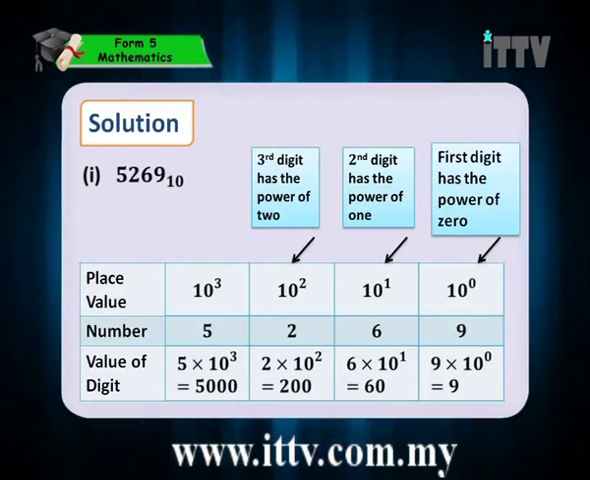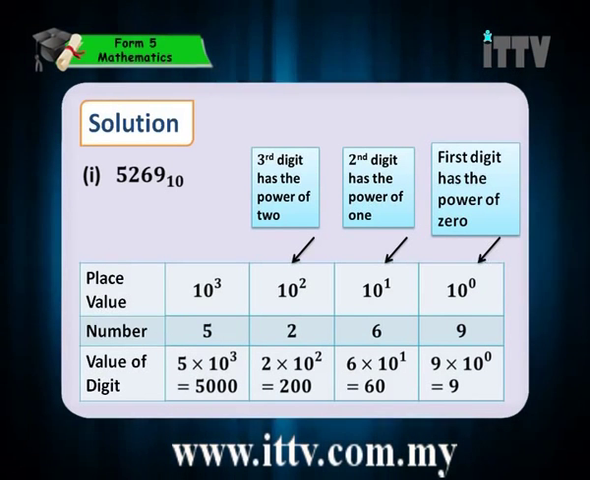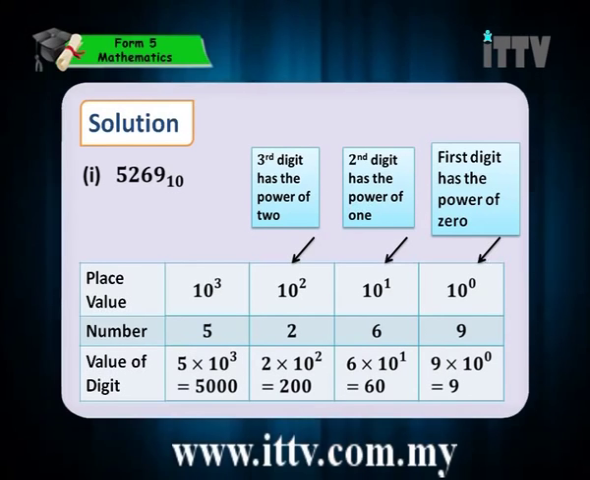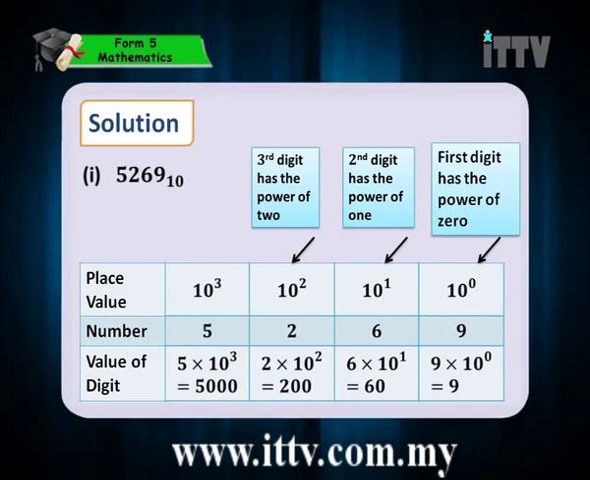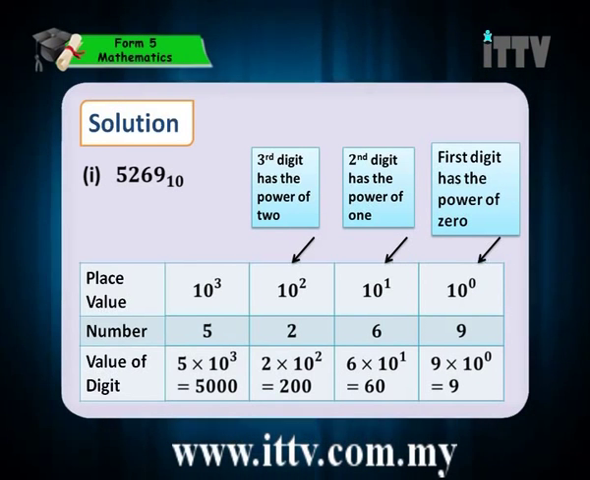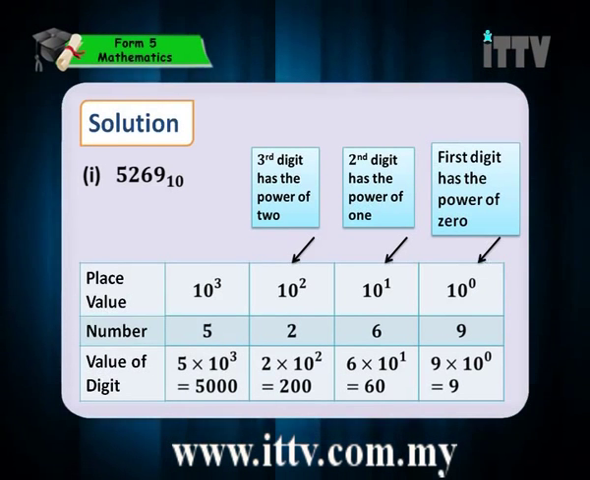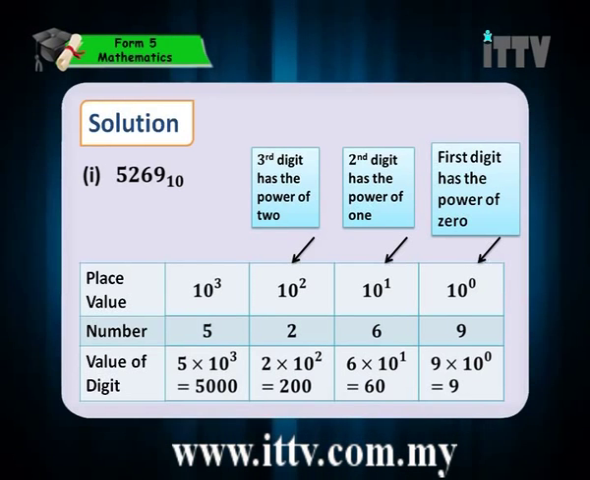Now what we are going to do here is prepare a table consisting of 3 rows. The first row is for the place value. The second row is for the number. And the third row is for the value of the digit. Since we have 4 digits, the place value, if I start from my right, would be 10 to the power of 0, because the first digit has the power of 0.